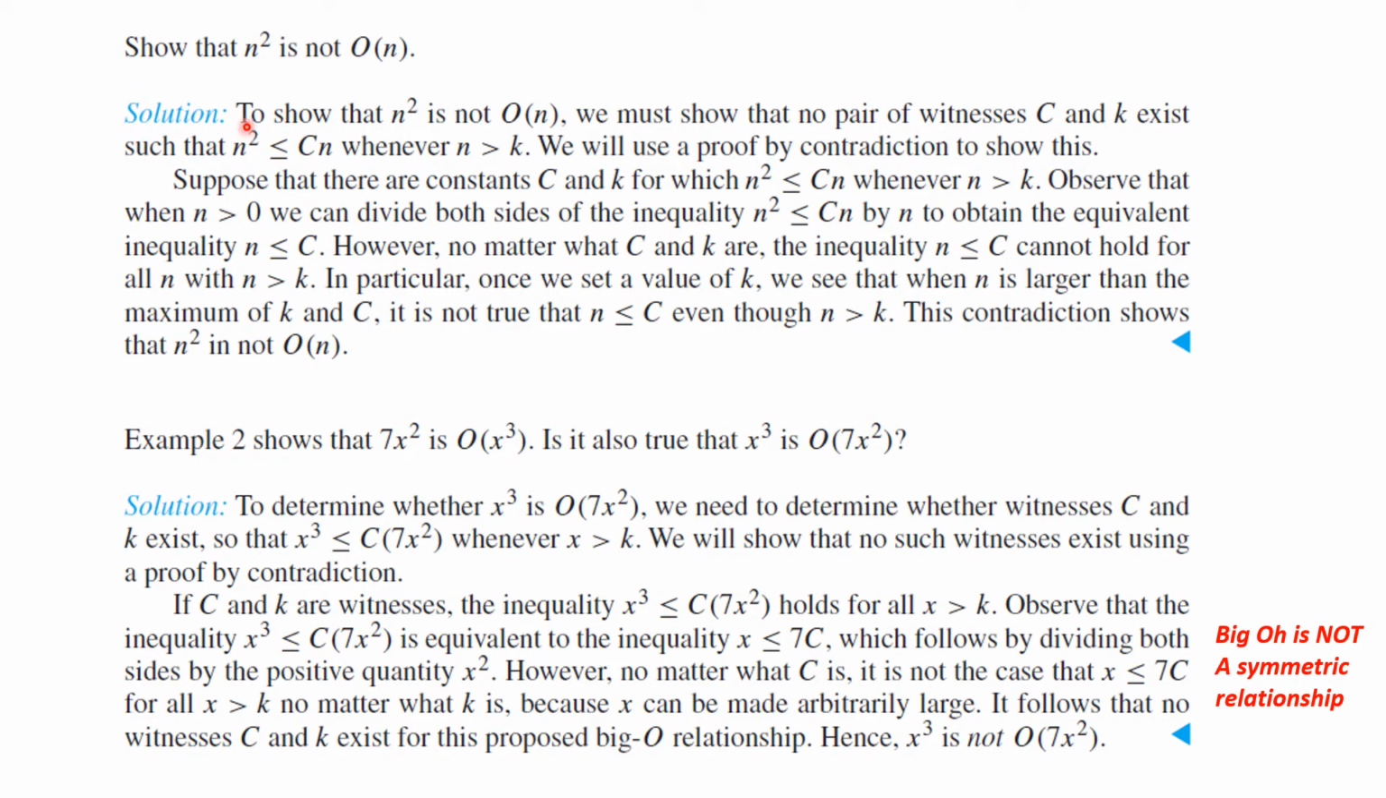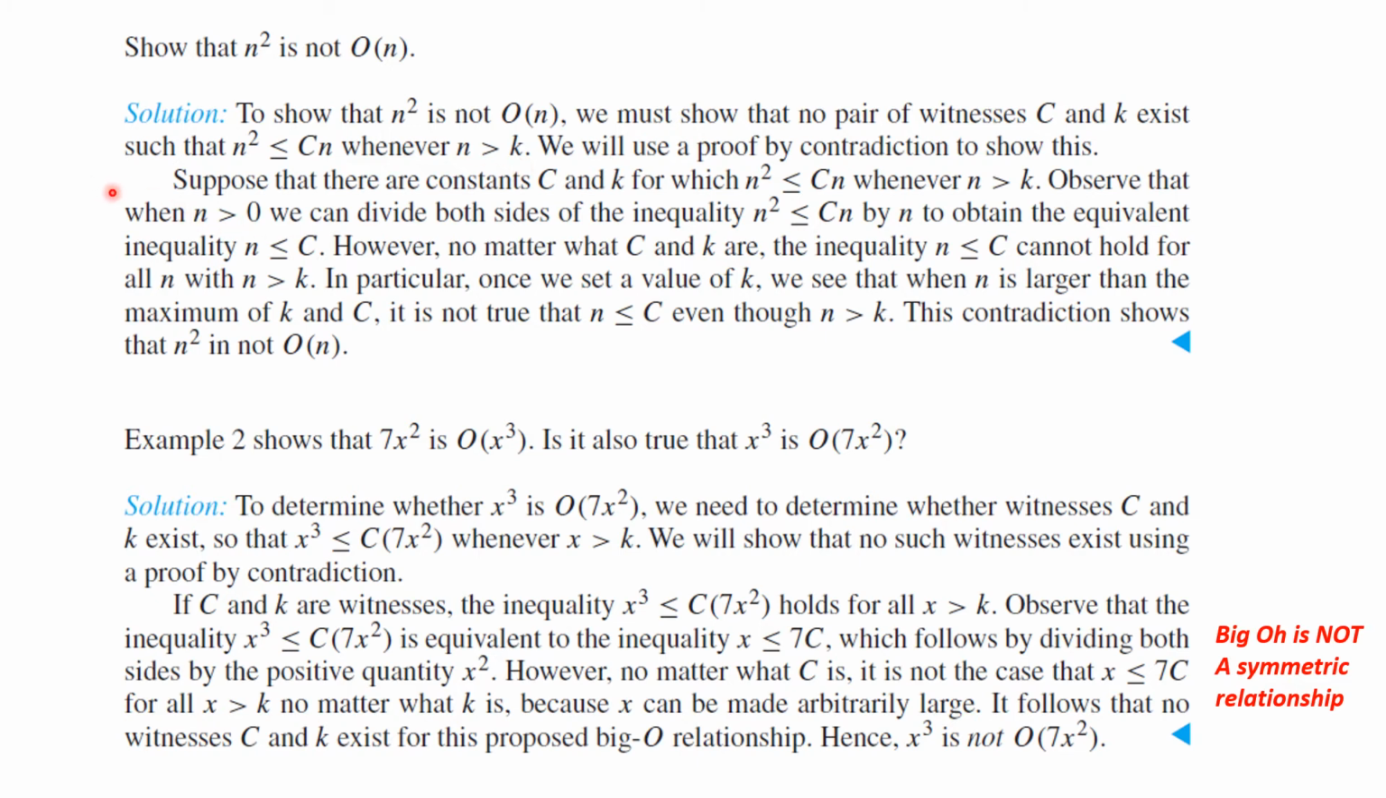But things are not always true. We're going to show that n squared is not big O of n. To show that n squared is not big O of n, we must show that no pair of witnesses, c and k, exist such that n squared is less than or equal to cn whenever n is bigger than k. We're going to use a proof by contradiction to show this.